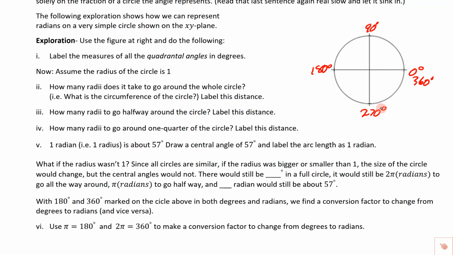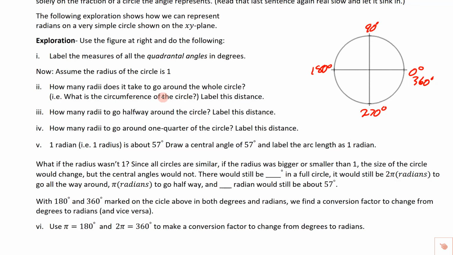Let's make an assumption for the purposes of this exploration that the radius of this circle is 1. How many radii does it take to go all the way around the circle? It'd be a weird number. That's not how many degrees it is. I want to know how many radiuses it takes. And I asked the warm-up questions for a reason. What is it? 6.28.